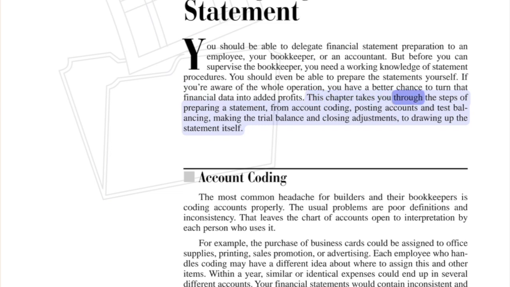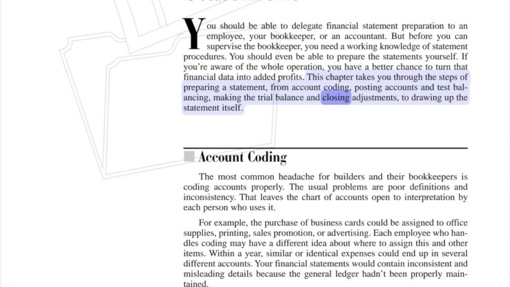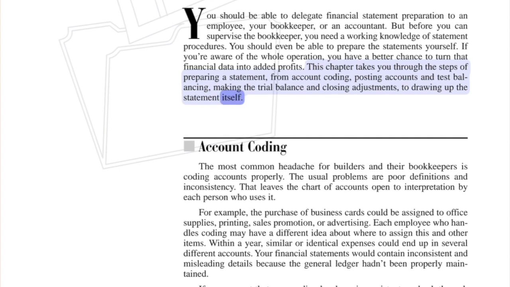This chapter takes you through the steps of preparing a statement, from account coding, posting accounts and test balancing, making the trial balance and closing adjustments, to drawing up the statement itself.